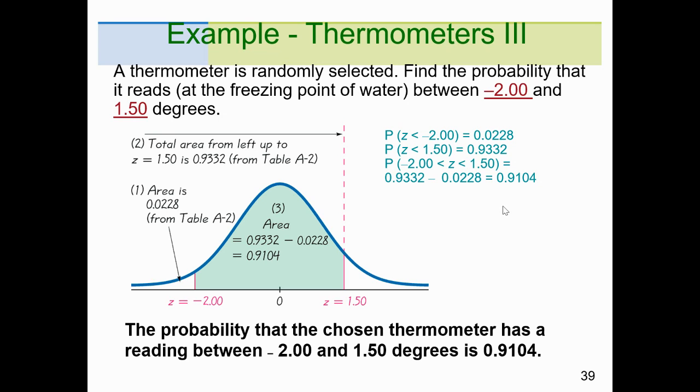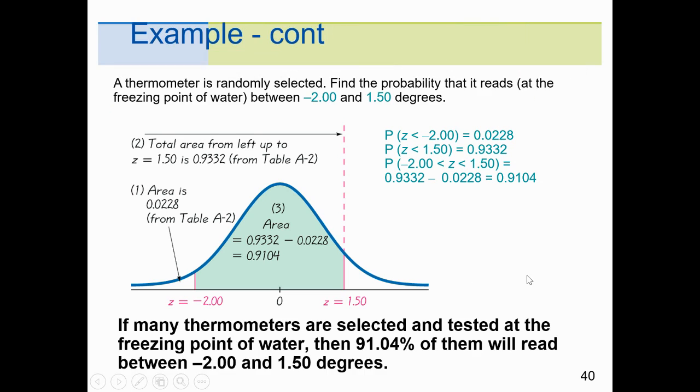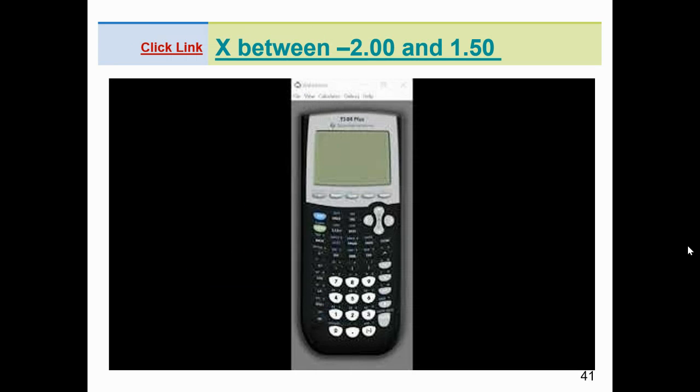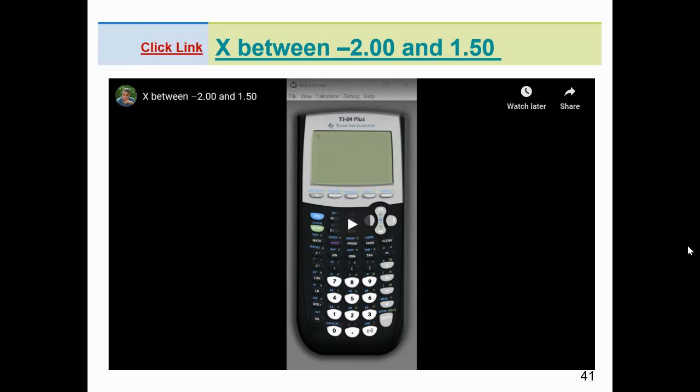But as the next slide is going to show, your calculator is going to bail you out. This is the lower limit. This is the upper limit. Mean is 0. Standard deviation is 1. All right, so here's a case that 91.4% of the thermometers had a reading between -2 and 1.5. This shows you how to get around that using the calculator.